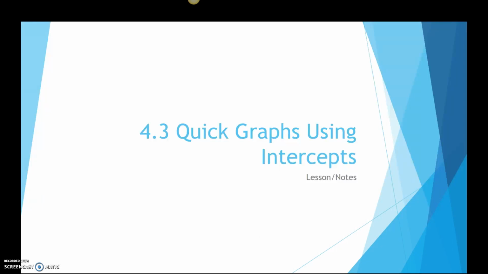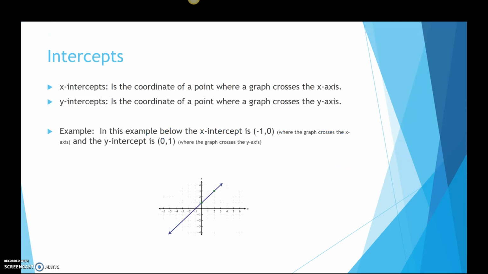Hi students, this section is 4.3 Quick Graphs using Intercepts. In this section we're going to be working with the x-intercept and the y-intercept. The x-intercept is the coordinate of a point where the graph crosses the x-axis, and the y-intercept is the coordinate of a point where the graph crosses the y-axis.